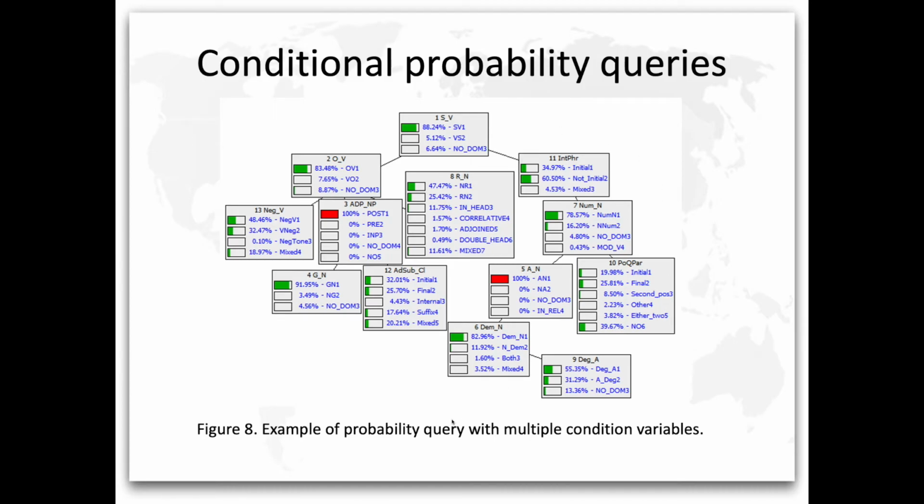Here's an example of a probability with multiple condition variables. The two conditions are that the position in the noun phrase is post position, and that the adjective precedes the noun. When we select those values, we can see the probabilities change accordingly.